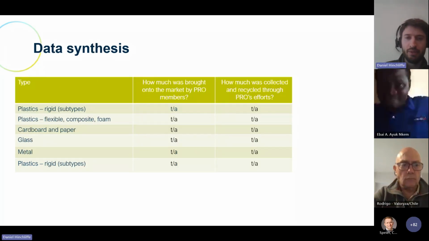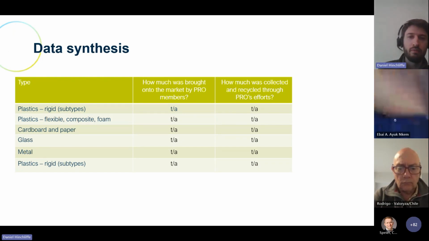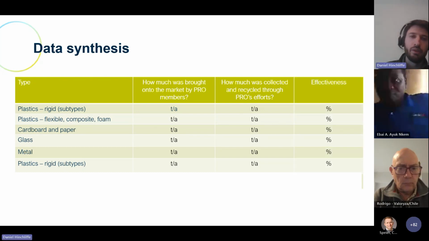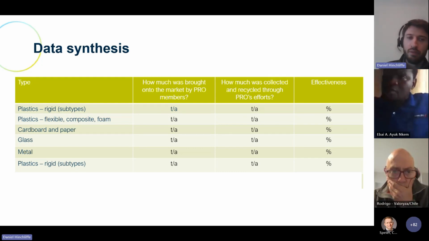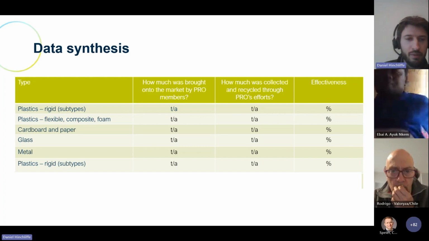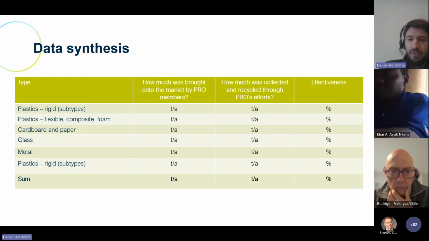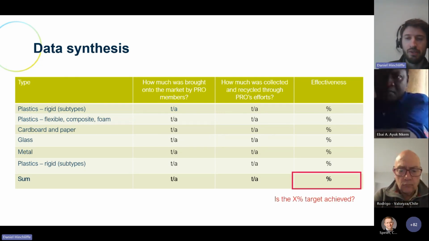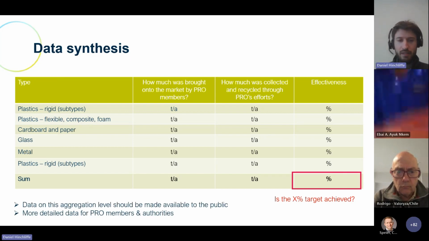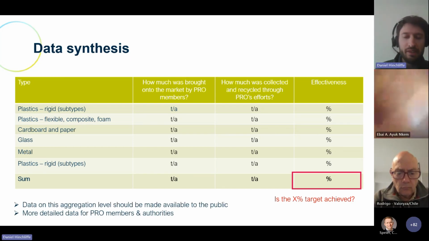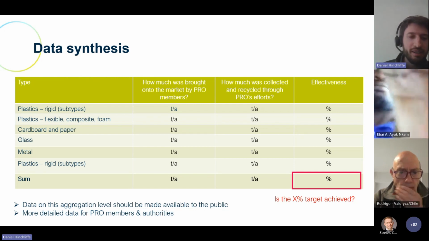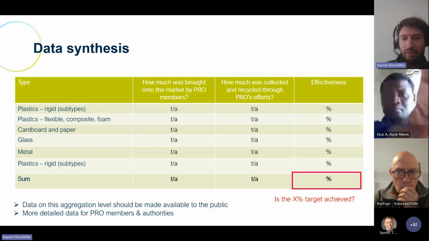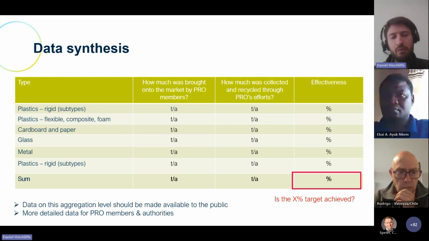And once we have these two data inputs, how much was brought on the market by PRO members and how much was recycled and collected by PRO efforts, we can calculate the effectiveness for each of the subcategories. So we have this then for plastics, different types of plastics, cardboard, paper, glass, metal. Based on all of this, we then get a total effectiveness. And we can see, does this meet the target that we set in the legislation of X%? So on the aggregated level, we can make this available to the public as high-level data. And we might have more detailed data that we just share with PRO members and authorities.